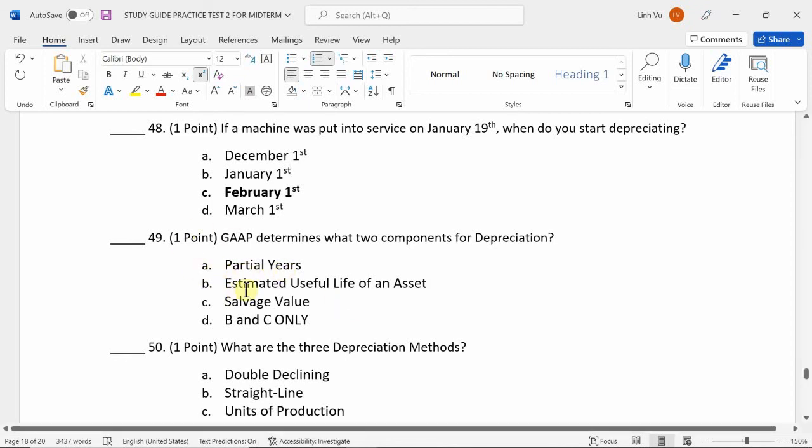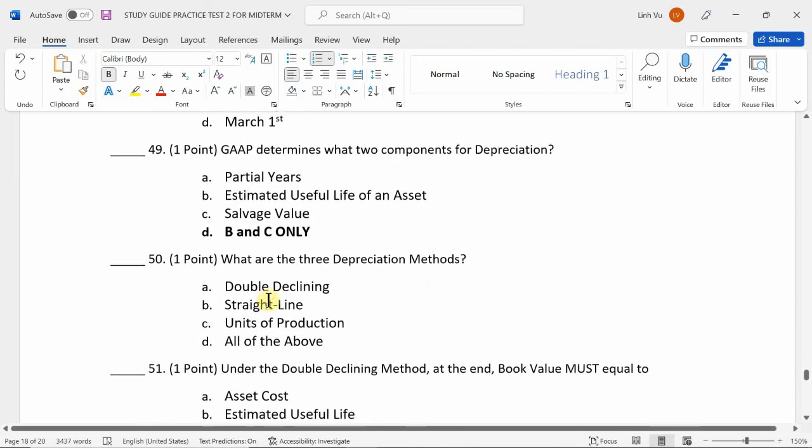Number 49, GAAP determines what two components for depreciation? The estimated useful life of an asset and salvage value. So in this case, both B and C only is your answer, because they didn't determine partial years, but they definitely determined the estimated useful life and the salvage value.